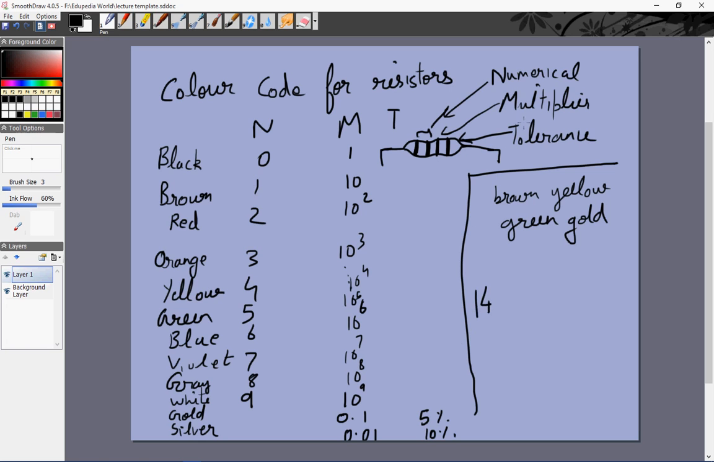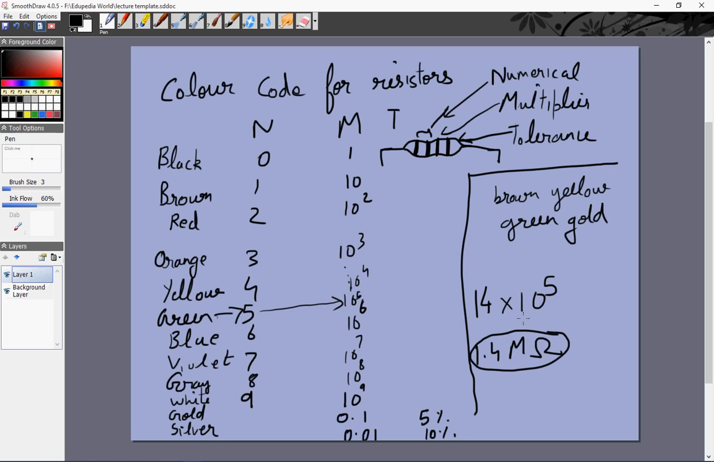Then you have the multiplier, which is the third one, in this case green. Green is 5, so 14 into 10 to the power 5. Sorry, the multiplier is not 5, it's 10 to the power 5. If green was in the numerical value, we would use 5, but the third one is green, so 14 into 10 to the power 5. This is basically the resistance. So 14 into 10 to the power 5, or 1.4 into 10 to the power 6, or 1.4 mega ohm. This is the resistance of this wire.